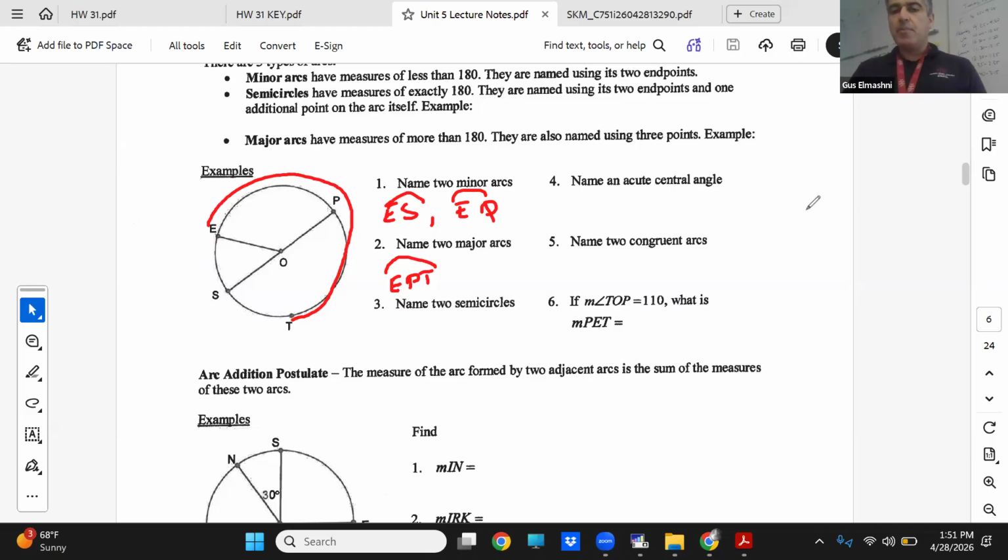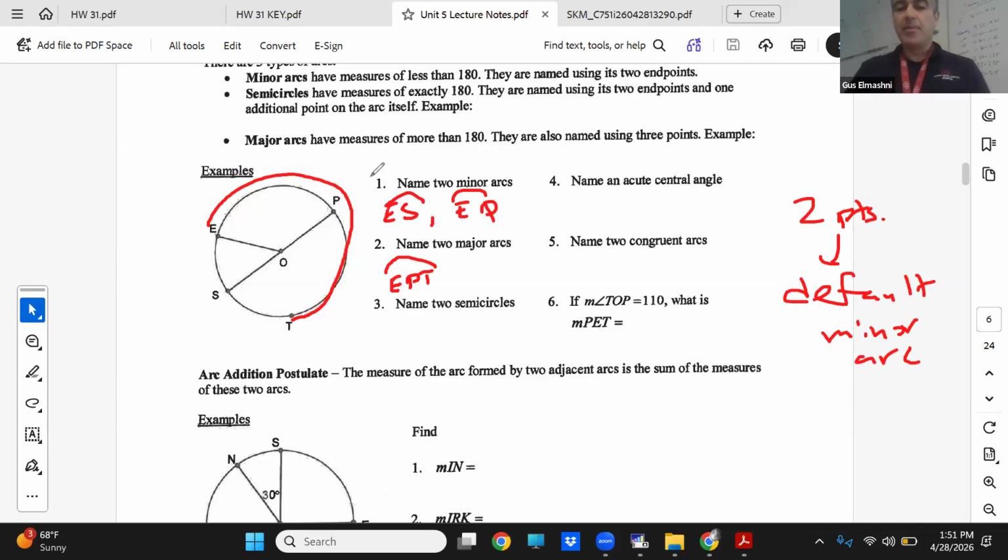So whenever you use 2 points, the default will be a minor arc. So if you were to tell me ET, then you're telling me this. You're not telling me this. You have to use that third letter to make it major, just so you know. So it's a naming thing.